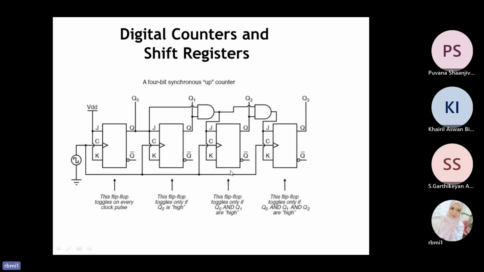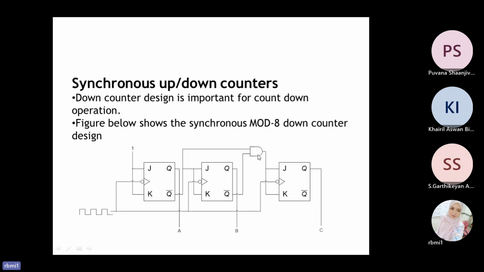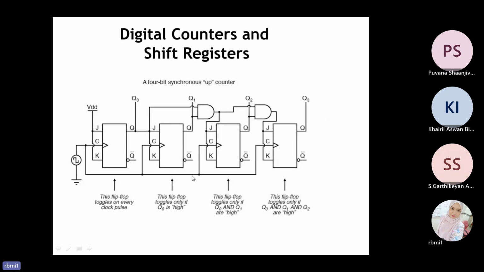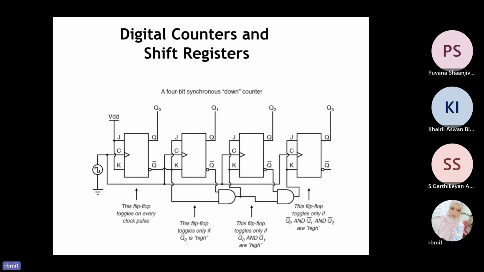And for the third one, same here, we have one AND gate, and now we have two AND gates between the third stage and the fourth. This flip-flop toggles only if Q0 and Q1 are high. And finally, this one toggles only if Q0, Q1 and Q2 are high. This means that it will compare the output here. Right, this is for the 4-bit synchronous up counter.